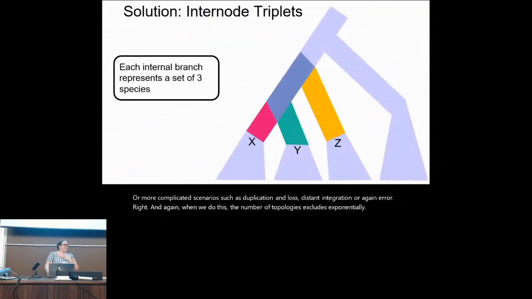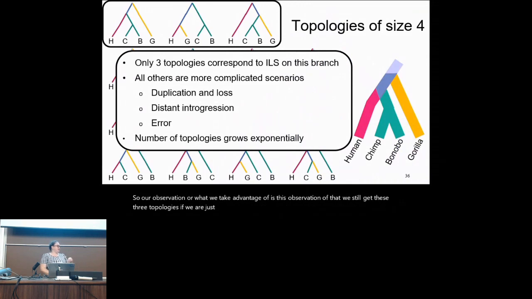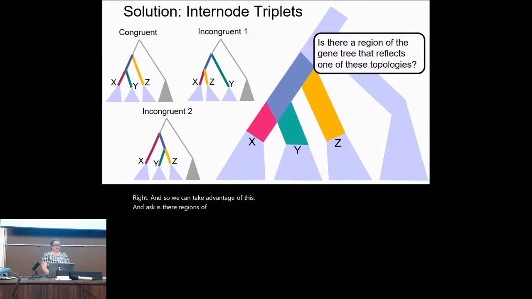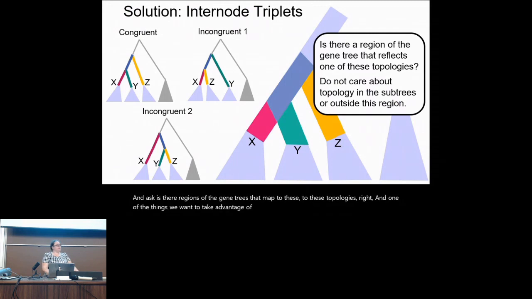So what we take advantage of is the observation that we still get these 3 topologies if we were just considering incomplete lineage sorting on that single branch here. In this case, we're just looking at an arbitrarily large tree, and if we're interested in incomplete lineage sorting on this branch, we again have the 3 trees: one congruent, grouping X and Y together, and the 2 incongruent with either Y or X as the outgroup. We can ask, are there regions of the gene trees that map to these topologies? One of the things we want to take advantage of is that we don't really care what is occurring in other areas of the species tree shown here in gray. We're just focusing on these 3 areas for this single branch. So is there a way that we can pull these out of the gene trees efficiently?